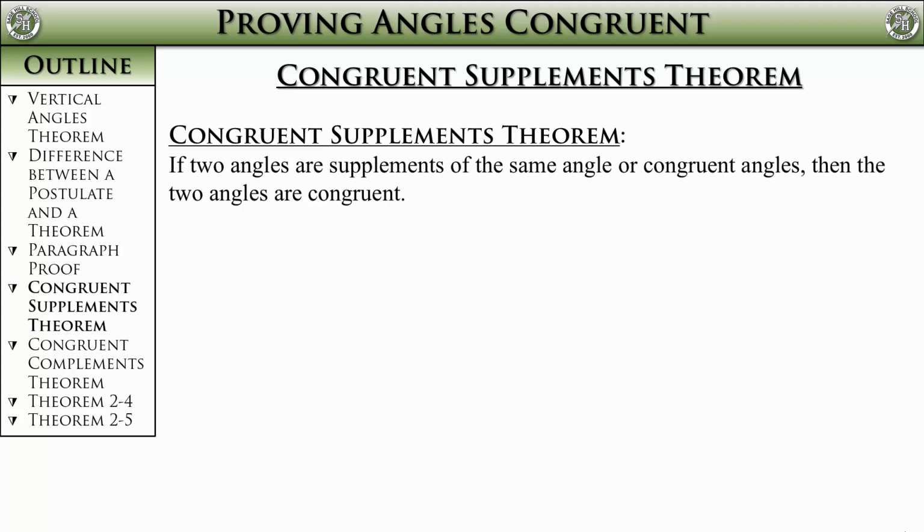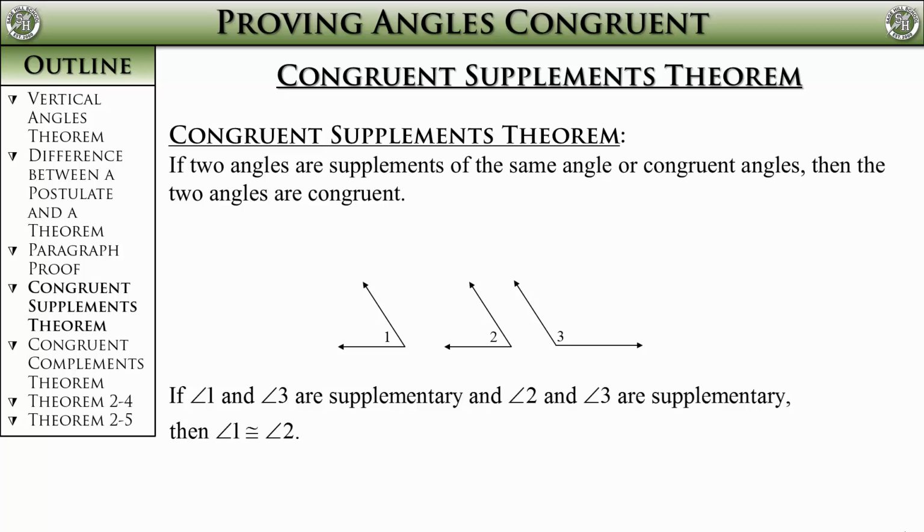This is the official definition. It will make more sense if you see an example. Here's a picture where angle 1 and angle 3 are supplementary. In addition, angle 2 and angle 3 are supplementary. The theorem says that since angle 1 and angle 2 are both supplementary to angle 3, then angle 1 must be congruent to angle 2.